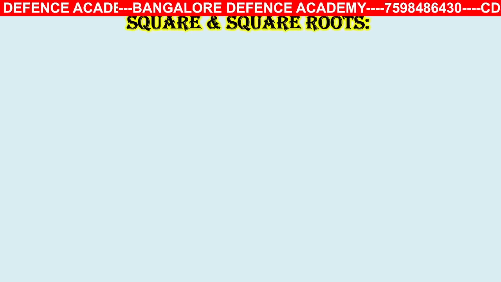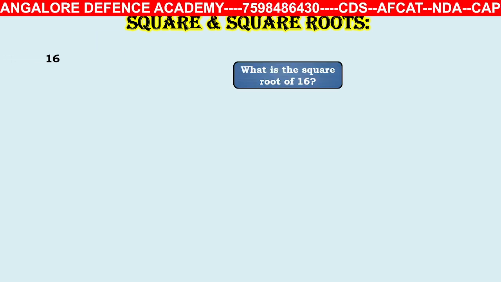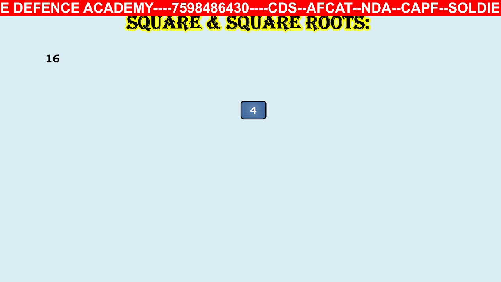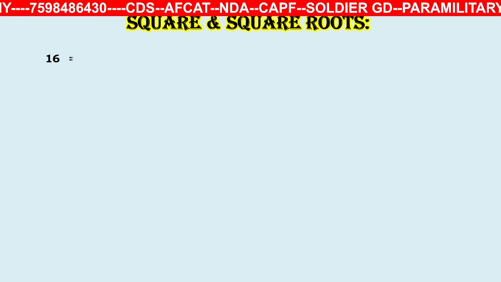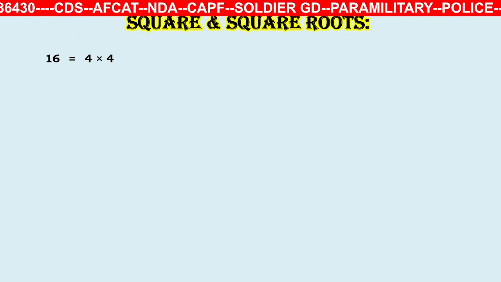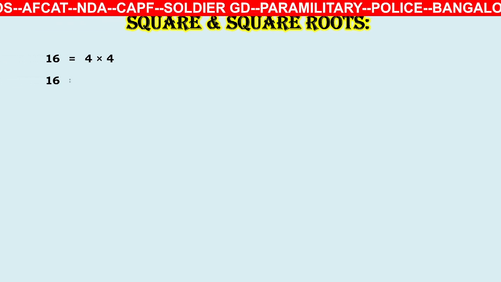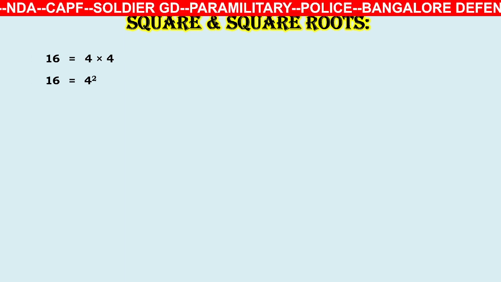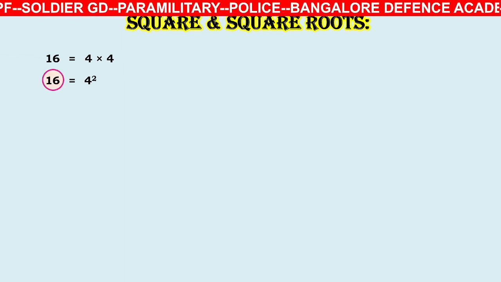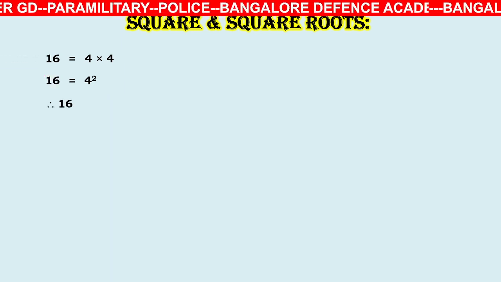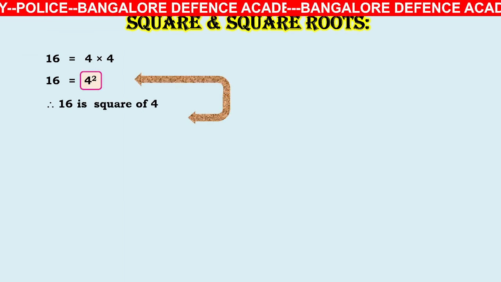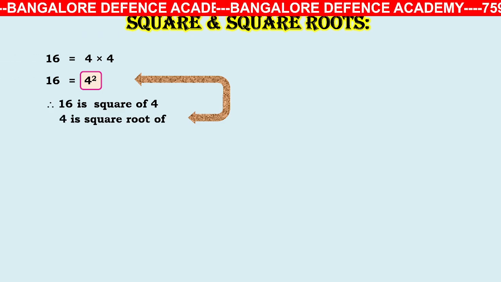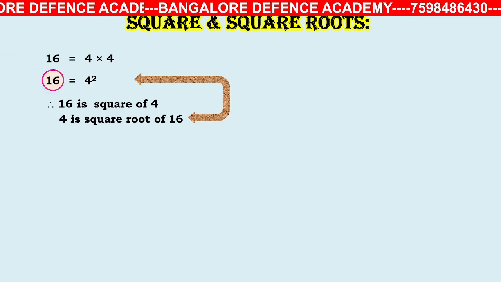Okay, next: square and square roots. Let us understand. If I ask you, this is the number 16, what is the square root of 16? The answer would be 4. So 16 can also be written as 4 into 4, or as 4 to the power of 2. So 4 is the base and 2 is the power. 16 is the square of 4, and the other way you can say that 4 is the square root of 16.